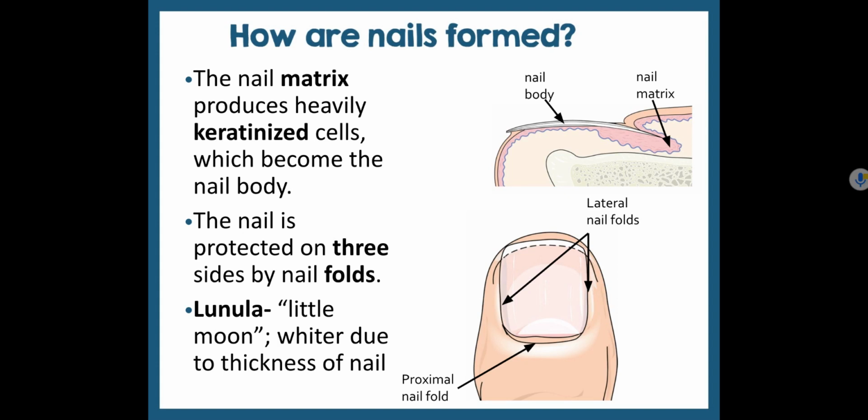The lunula looks like a little white moon at the base of your nail, and it's wider due to the thickness of the nail there. The nail matrix is the proximal portion of the nail bed, and most of the nail body is pink due to the presence of capillaries underneath. But the lunula, the little moon, is wider because the nail, again, is thicker at that point.